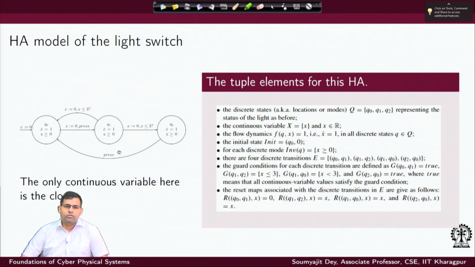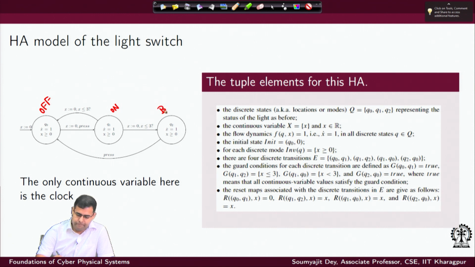Now let's look into this example of that light switch model, and let's see how hybrid automata can be used to actually create a proper model of that light switch example. So what we are doing is, first let's label these different states. So this was our off state, this is on state, and this is the brighter state.